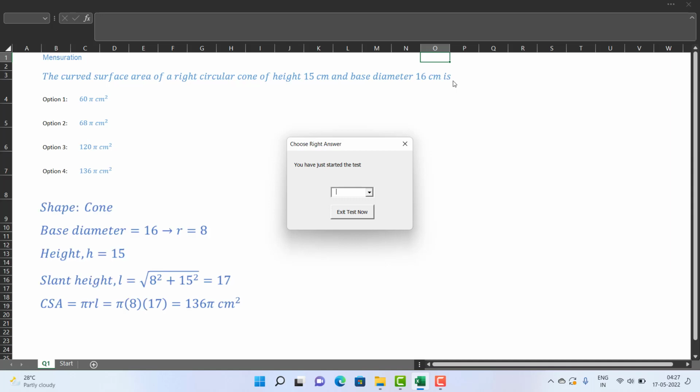Curved surface area, you substitute r and L in this formula, pi r L. Pi into 8 into 17, that is 136 pi centimeter squared. So option 4 is the correct answer.